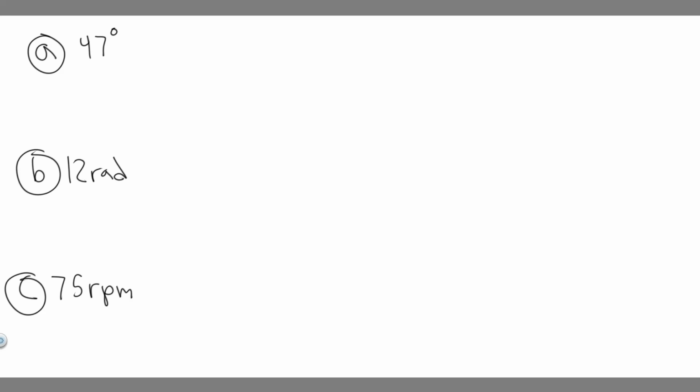In this problem, we're told to convert 47 degrees to radians, 12 radians to revolutions, and 75 RPM to radians per second. So let's start with A. We're going to convert 47 degrees to radians.